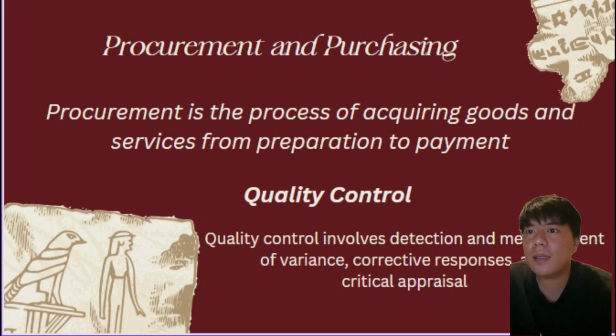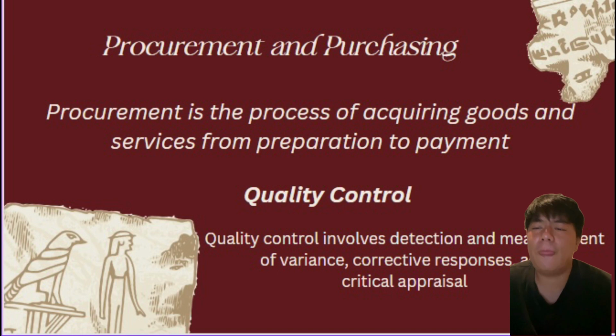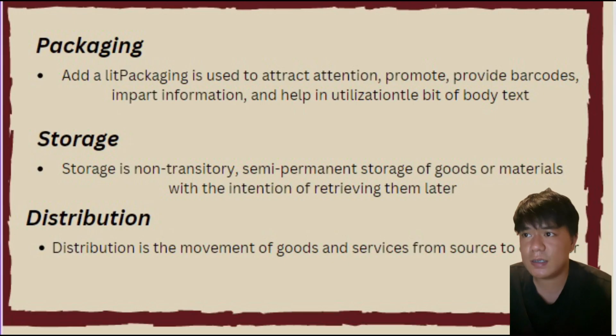The next is procurement and purchasing. Procurement is the process of acquiring goods and services from preparing to payment. Then quality control involves direction and measurements of variance, corrective responses, and critical appraisal. Then the next is we have here packaging.